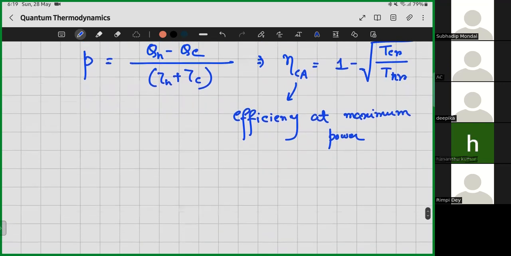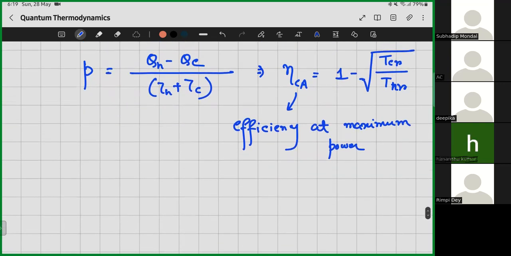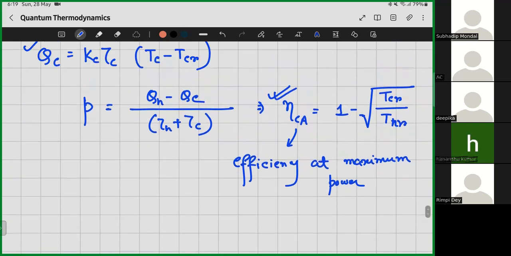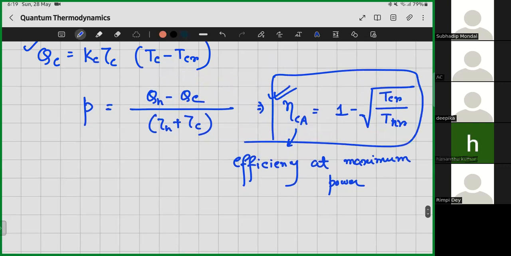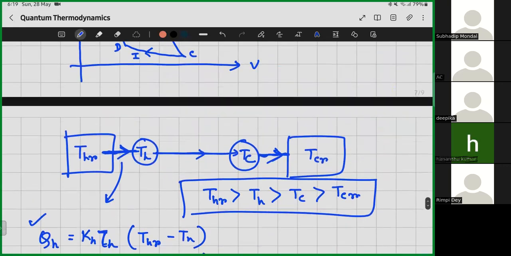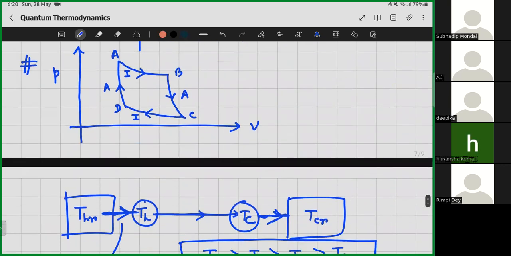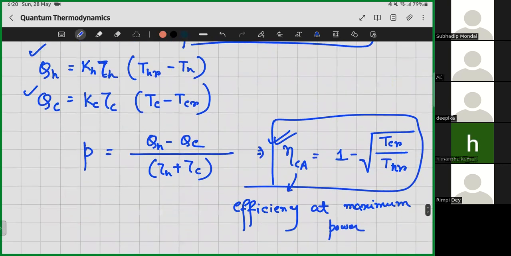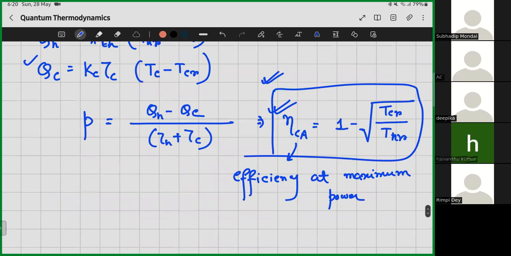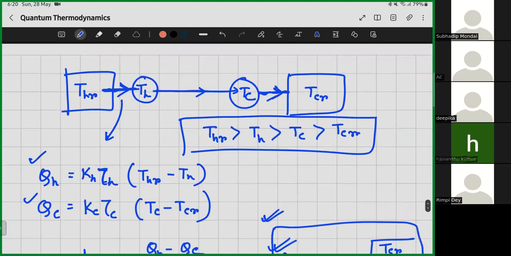This is the Curzon-Ahlborn efficiency, and in our experimental or industrial cases, this is considered as the limit for the efficiency. For that, we need the derivation of finite time thermodynamics. I have not derived it here, but it is very important actually. So this is the classical case, but I just discussed the Curzon-Ahlborn bound. Okay, so with this, I think I'm done. If there are any questions, you can ask.